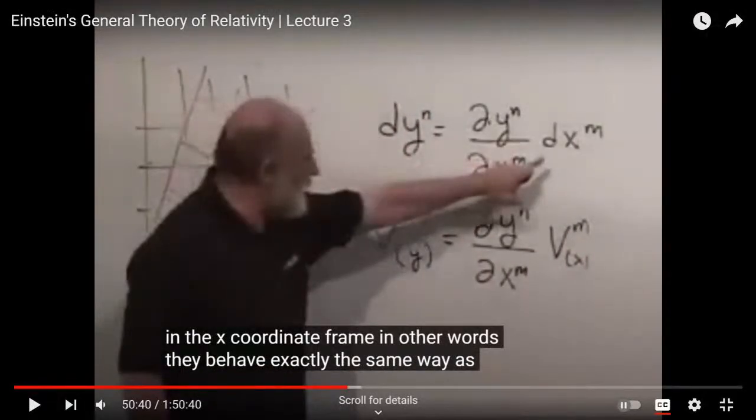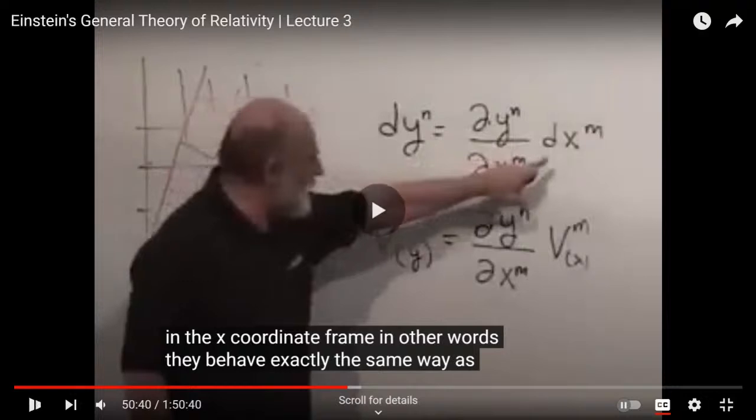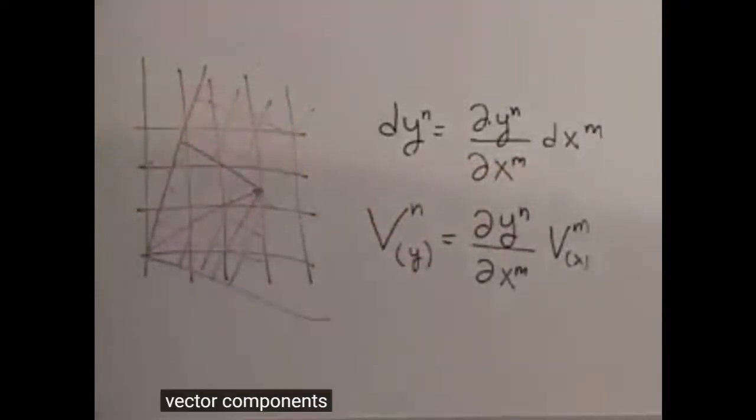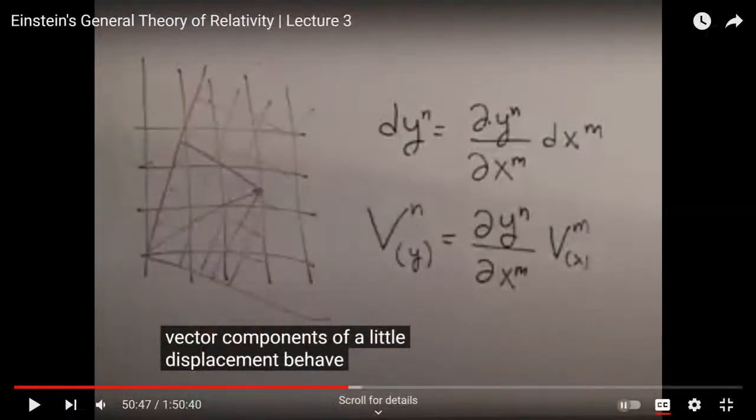So this is already in all the dimensions. The bottom one is in all dimensions, so it gives you the vector form. The top one is just one dimension. The bottom one is all the combined dimensions. So the top one is true in each dimension. The bottom one is the full vector expression, as these little differential vector components of a little displacement. The top one is the components. The bottom one is the vector itself.